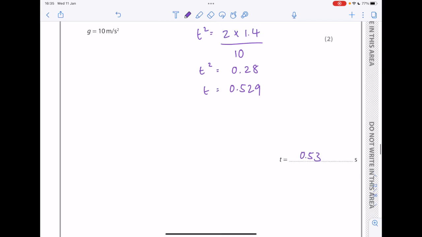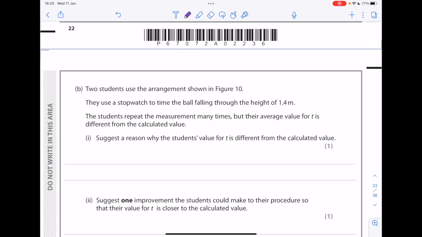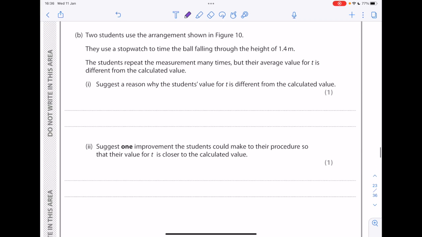Two students use the arrangement shown in figure 10. They use a stopwatch to time the ball falling through a height of 1.4 meters. The students repeat the measurement many times, but the average value for t is different from the calculated value. Suggest a reason why the students' value for t is different from the calculated value. Well, it's really because the student's reaction time is quite significant if you compare it with the recorded time value.